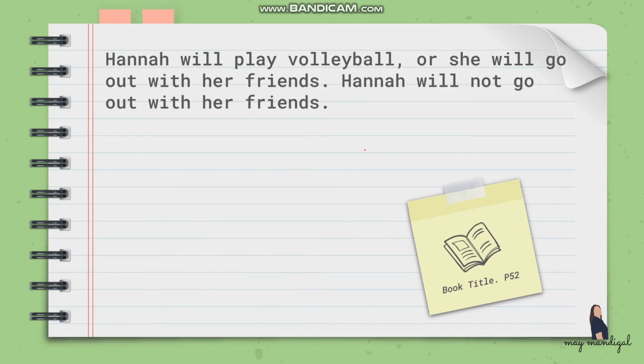Next, Hannah will play volleyball or she will go out with her friends. So Hannah will not go out with her friends. So let's see what will be our conclusion here. So Hannah will play volleyball is P. She will go out with her friends, so that is Q. So it's either she will play volleyball or go out with her friends. But another premise states that Hannah will not go out with her friends. So what we have is P or Q and not Q.